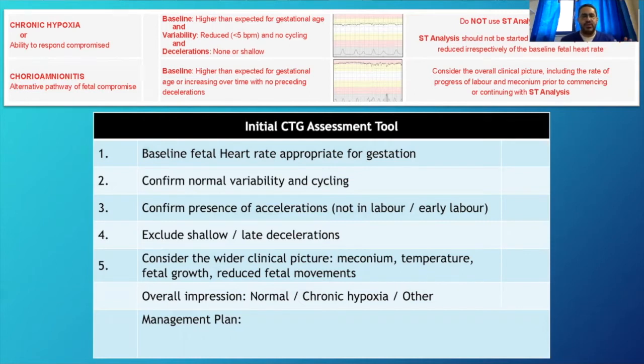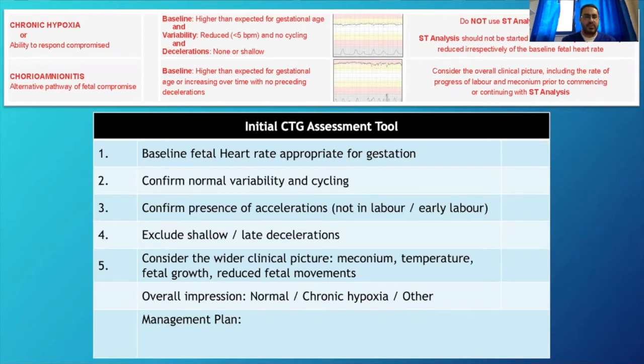But the whole point is always thinking about signs of chronic hypoxia and chorioamnionitis. So when we're assessing a trace, we always look at the baseline, whether the baseline is appropriate for gestational age and for this baby. We're confirming that there's normal variability and that there's cycling. And if she's not in advanced labor, then there usually are accelerations. If we're not ticking all these boxes, we probably have chronic hypoxia or chorioamnionitis in the mix.